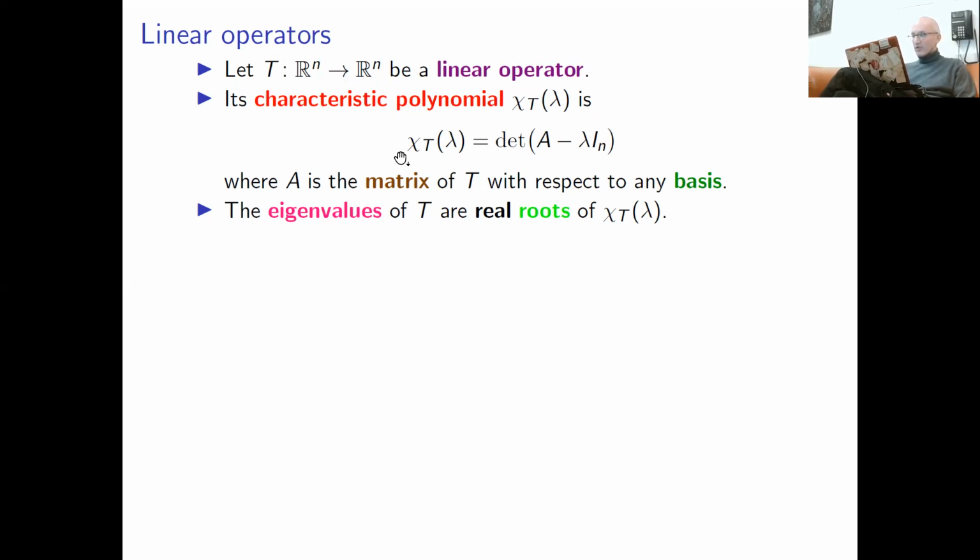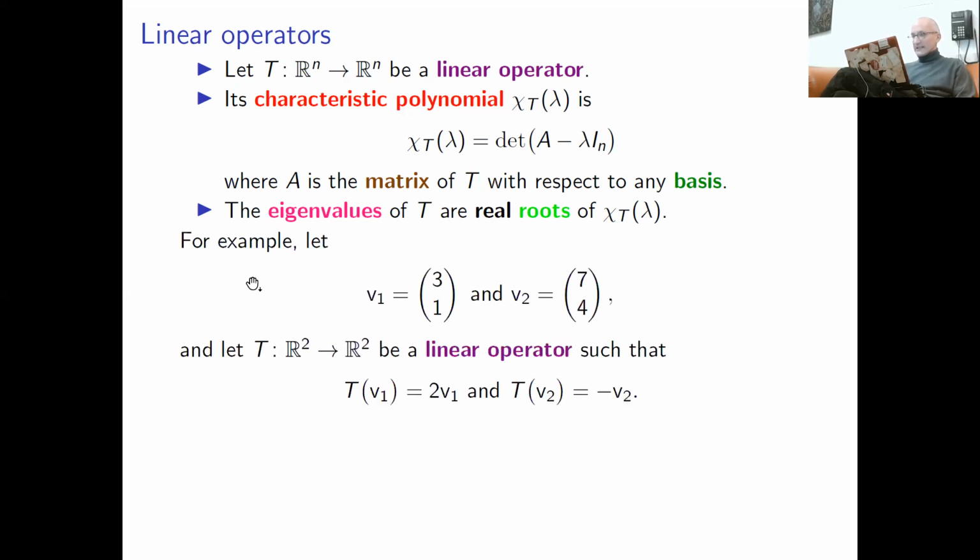Using the result for matrices, we see that the eigenvalues of your linear operator T are the real roots of the characteristic polynomial. The proof is essentially the same as for matrices and can be derived from the similar result for matrices by this property. Okay, good. So let me give you an example.